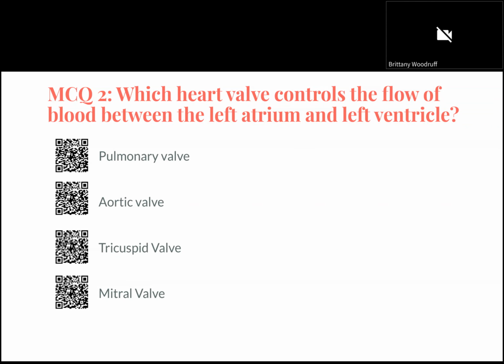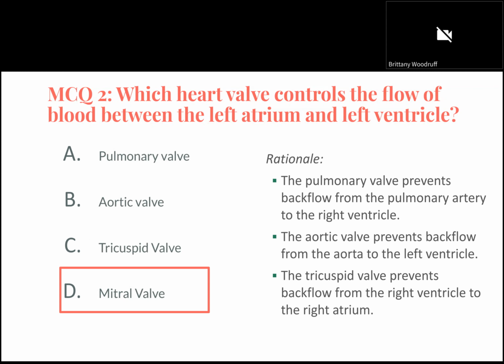Which valve controls the flow between the left atrium and left ventricle? Mitral. Pulmonary valve. What does the pulmonary valve sit between? Oh, well, just kidding. It's up there. Pulmonary valve goes to the pulmonary artery. Aortic valve goes to the aorta. Tricuspid valve. Remember, there's those 3 lines, so it's the right. Mitral valve is also called your bicuspid valve. It's going to sit between your left side.